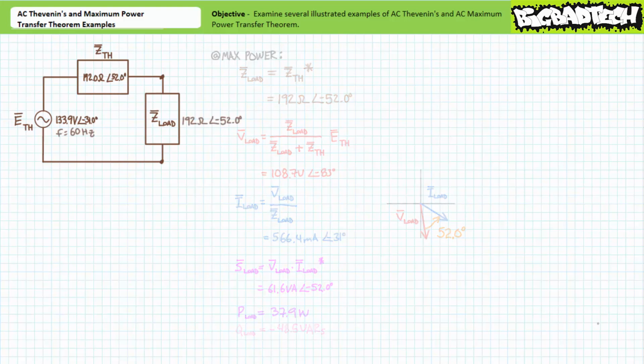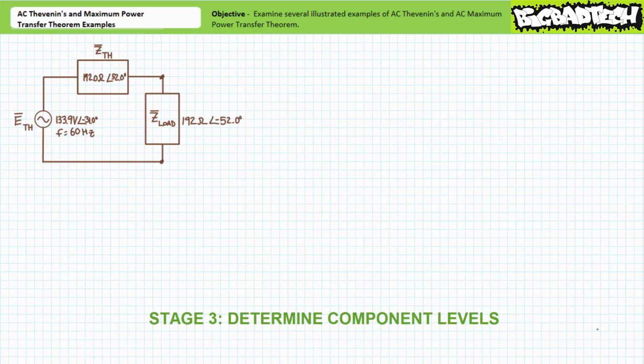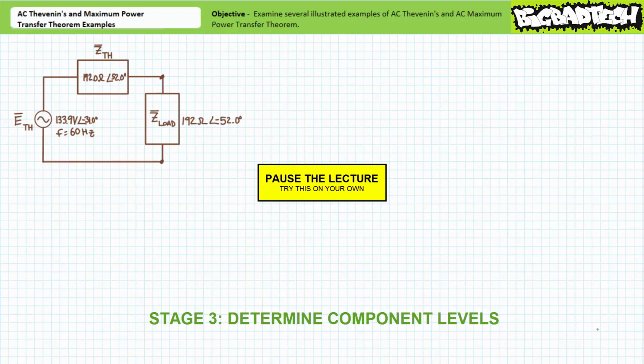Before we move on to the next illustrated example problem, let's try a quick extended play bonus round for this first illustrated example. Let's say we're being tasked to build the Thevenin's equivalent circuit at maximum power conditions using real-world components. Stage 3 of this illustrated example problem now dictates we determine the component values which will create the Thevenin's equivalent impedance and the variable load impedance at maximum power conditions. By all means, pause the lecture and try stage 3 on your own. If you're tracking, you should have obtained the following results.